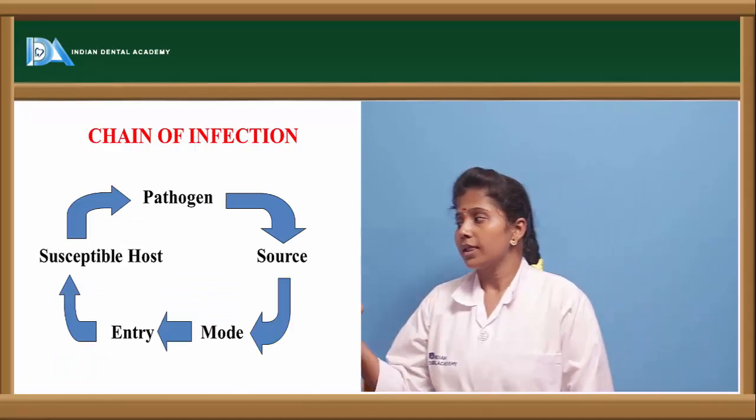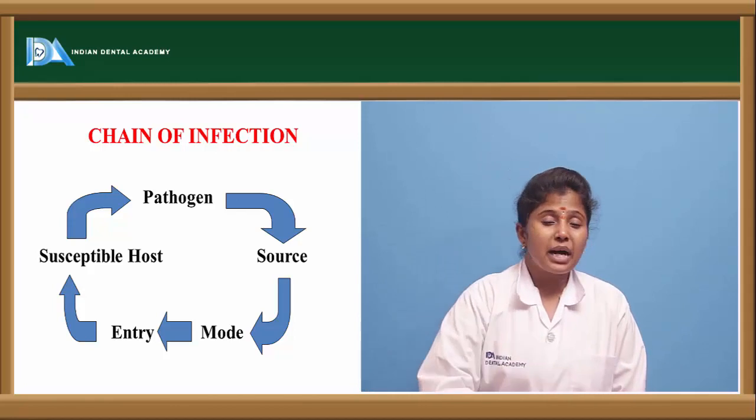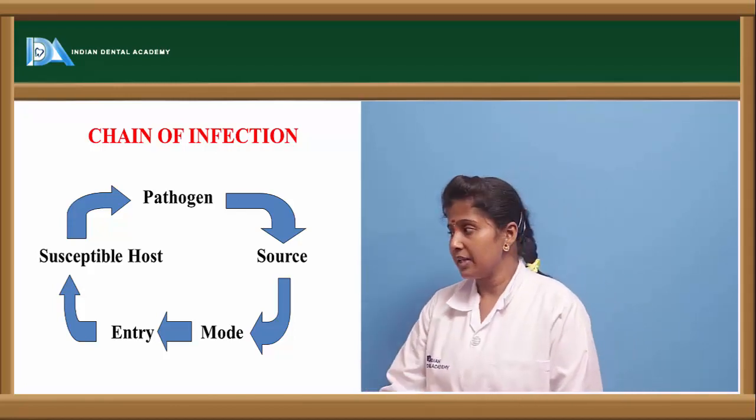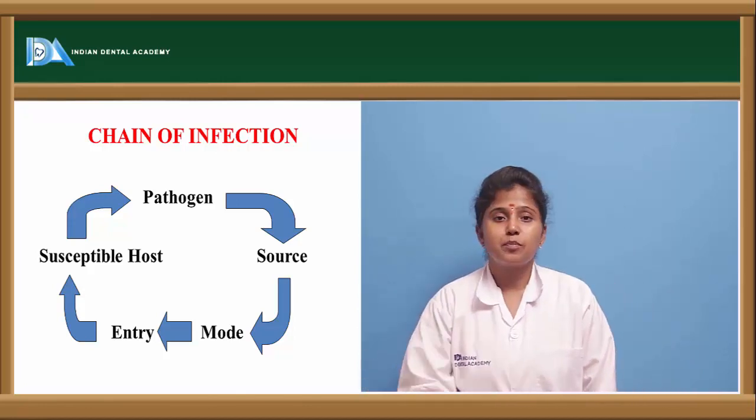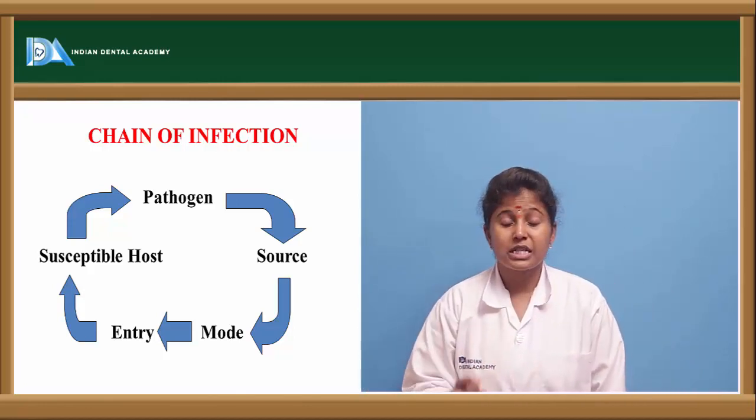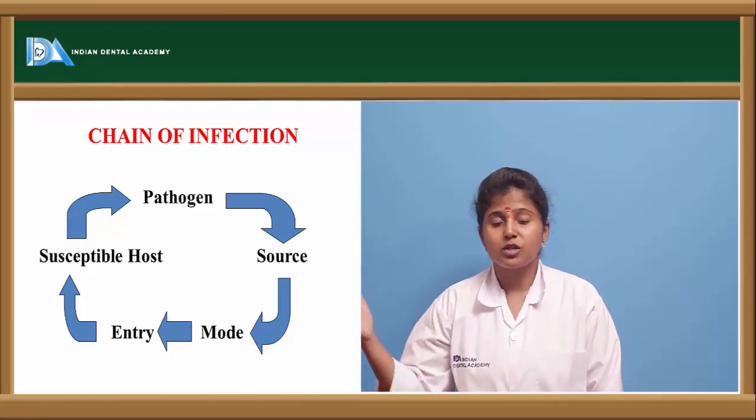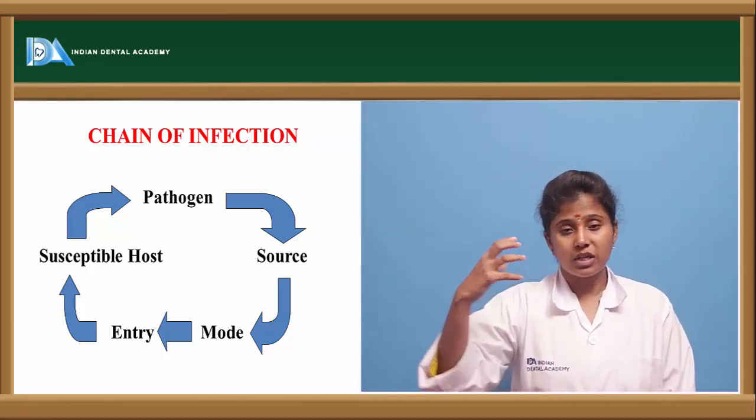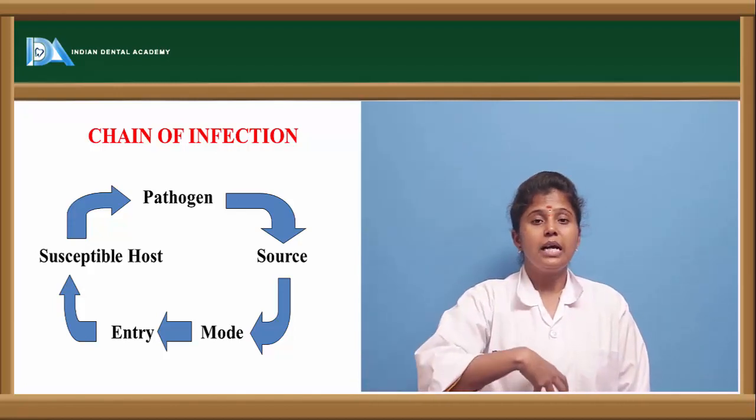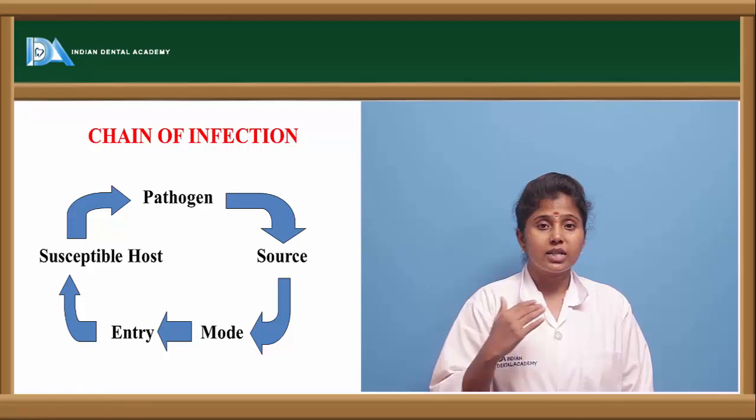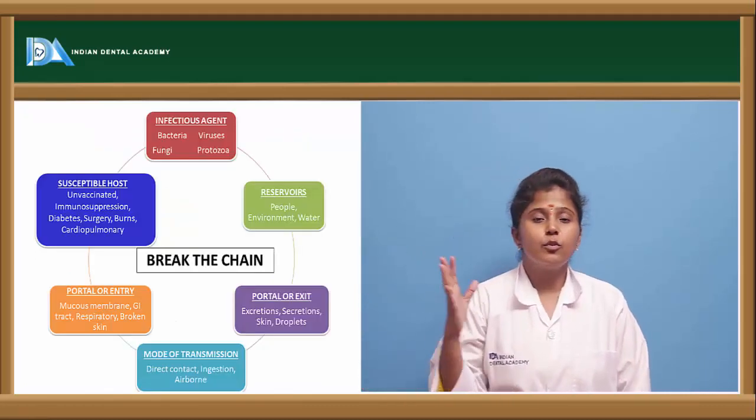Let us see the chain of infection. Here, from the susceptible host, the pathogen may enter into the healthy person, or from the source of infection, it may spread through various modes of infection, and thereby the microorganism will enter into the healthy person. So it is a chain. First, the microorganism stays in the host cell, and from the host cell it enters into the healthy organism through various modes of infection. We have to break this chain.